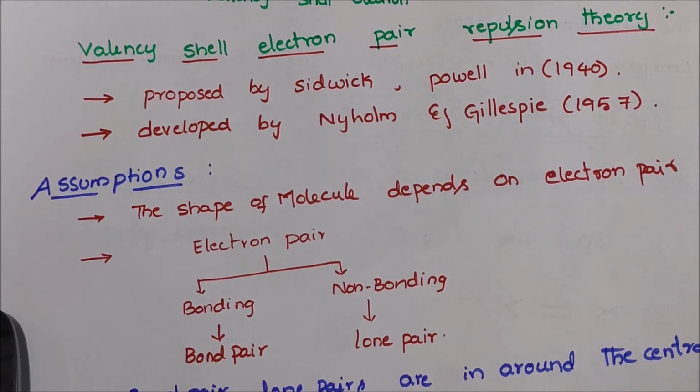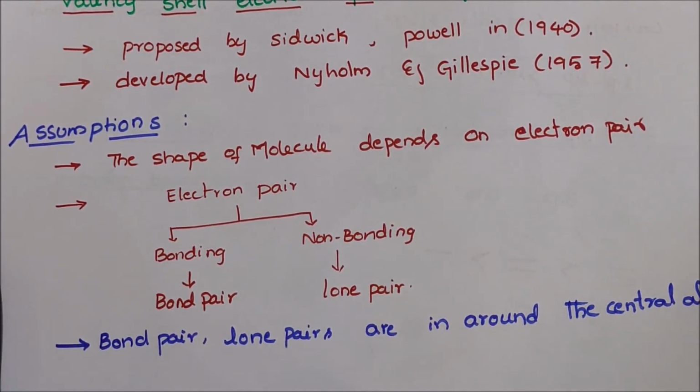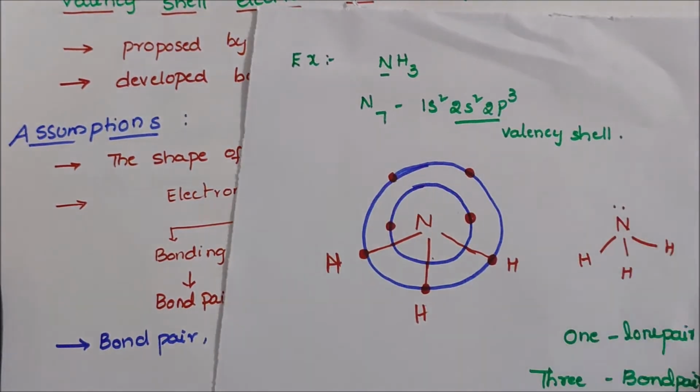The shape of the molecule depends on the electron pairs, that means it depends on the bond pairs and lone pairs. Further, the bond pairs and lone pairs are around the central atom. That means the central atom consists of a number of bond pairs and lone pairs. Let us look at an example, ammonia. The chemical formula of ammonia is NH3.